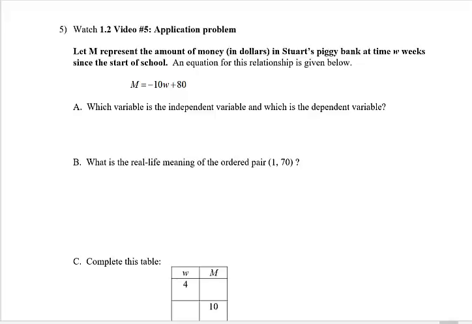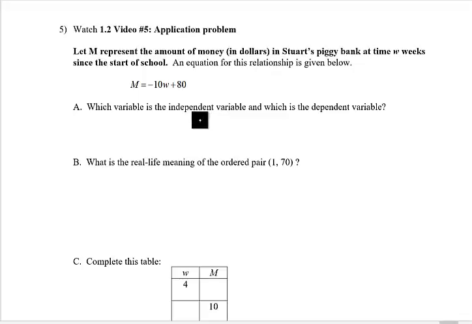This is video number 5 from section 1.2, an application problem. The problem reads, let M represent the amount of money in dollars in Stuart's piggy bank at time W weeks since the start of school. An equation for this relationship is given below, and we have M equals negative 10W plus 80. Well, let's try to answer the questions.